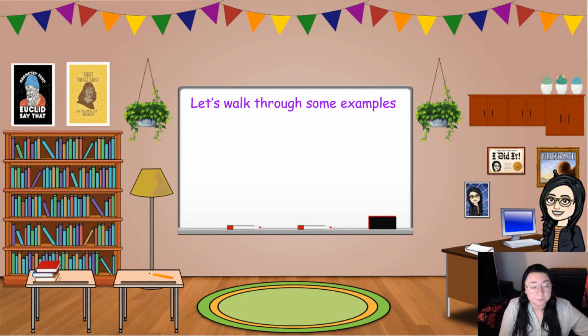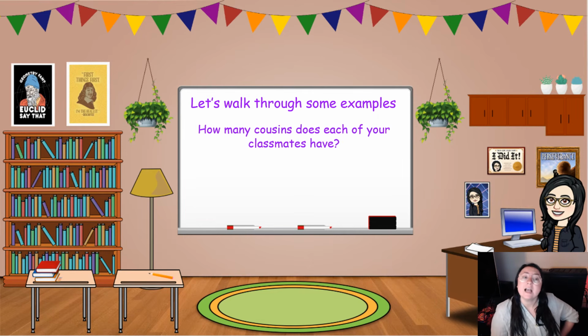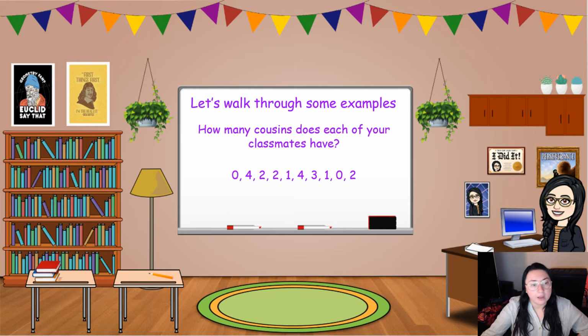One last one. How many cousins does each of your classmates have? If I were to ask each one of you how many cousins that you have, well, the first person can say 0, the second person can say 4, the next person can say 2, and so on and so forth until I asked everyone in your class. So because each different answer varies from person to person, because our data is a variable, this is a statistical question.